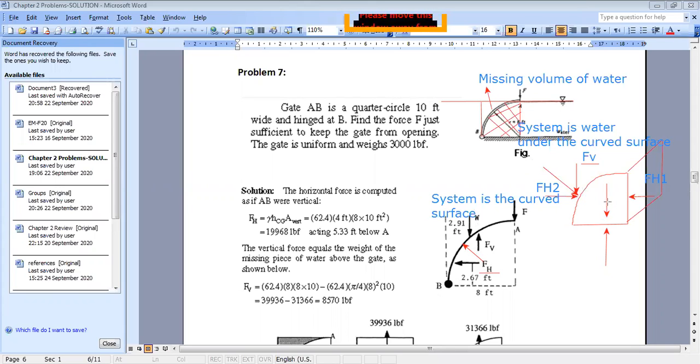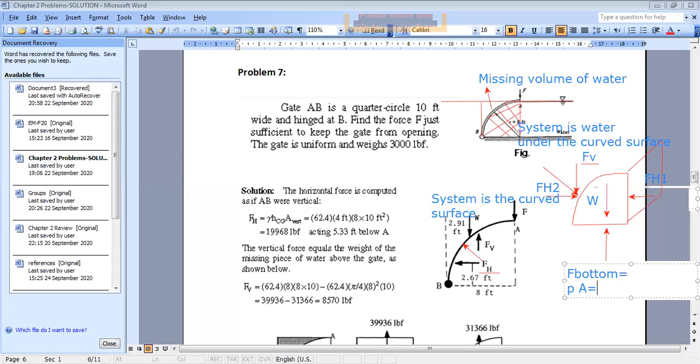Now, going back to the water system, how to find F vertical? To find F vertical, let me name the forces here. This is F vertical of the surface on water. This is the weight of water in my system, and this is the force from the bottom. How to find the force from the bottom? The force from the bottom is equal to the pressure at the bottom times the bottom area.